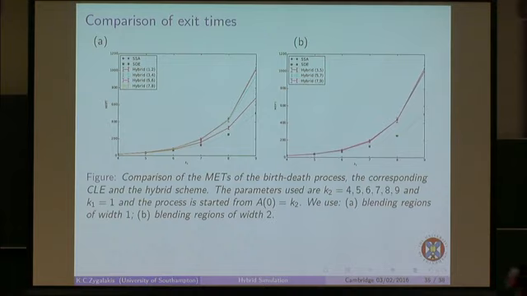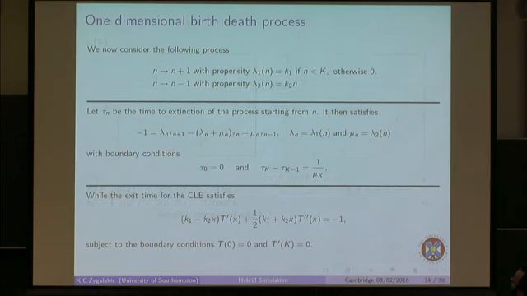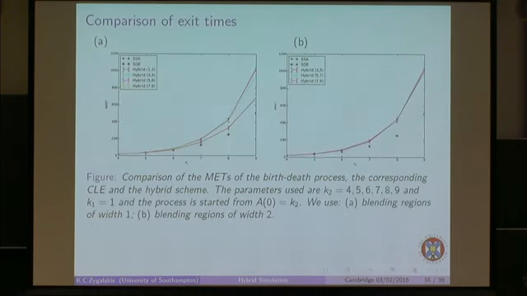So we're using different parameters. K2 is the death rate. So K2 equals 4, 5, 6, 7, 8, 9, and every time I start my particle at either 4, 5, 6, 7, 8, 9, the birth rate equals 1, and I ask how much time it takes to hit 0, basically. On the left figure, I just have blending areas of size 1, and I keep on moving my blending area, putting it in different positions. And here I have blending areas of size 2.